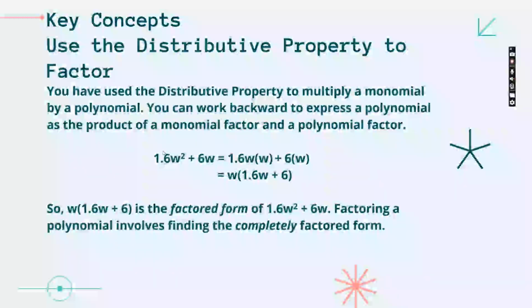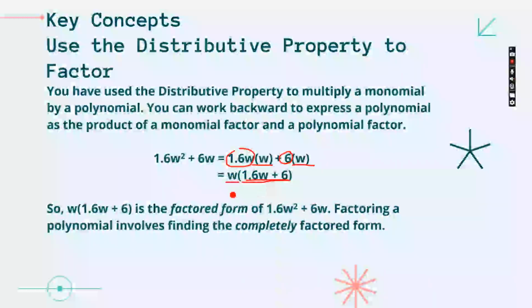For example, if we have 1.6w squared plus 6w, this can get broken down into 1.6w times w plus 6 times w. And then we notice that it has a common factor, or a common term that they share together, which in this case is a w. And what we can do is instead add our 1.6w and our 6 together in one nice grouping here, while our common factor, our w, stays outside.